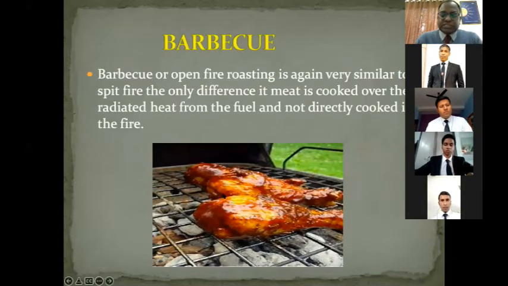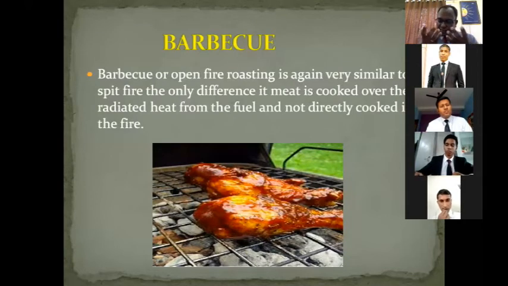Now, barbecue is very much similar to your grilling. I remember one of the students, Ranveer, I think he asked whether grilling and roasting are the same. It is almost the same. The only difference in grilling is that we are looking for grill marks, those single line marks there. But in barbecue, even if you don't get grill marks, what we do is we take meats and we cook them on a fuel.